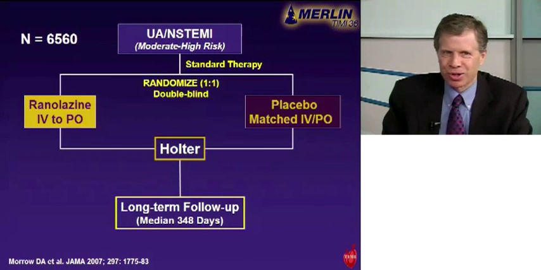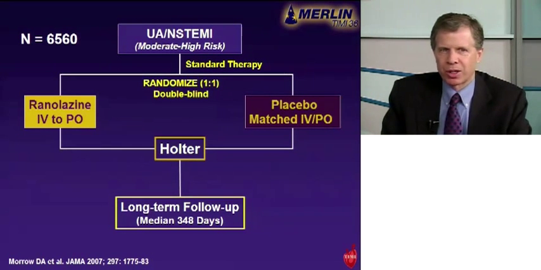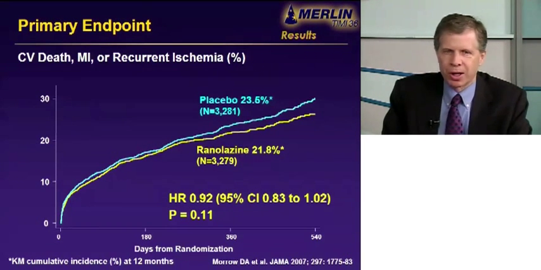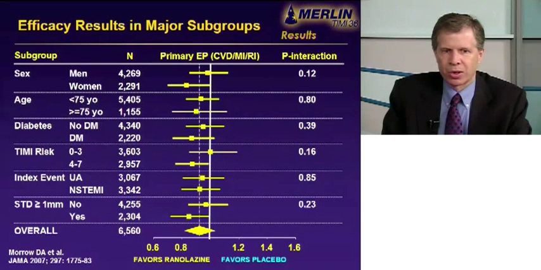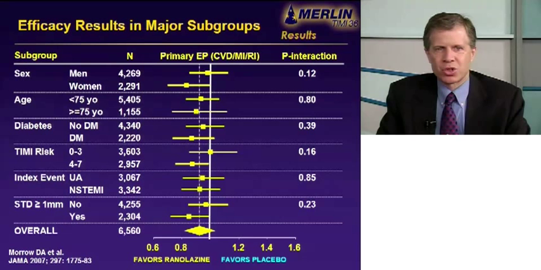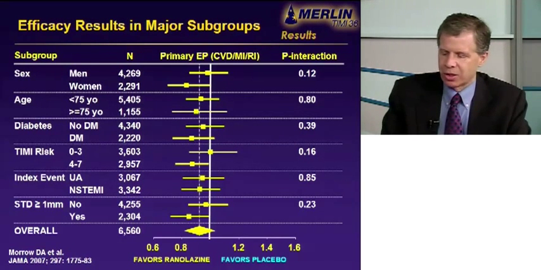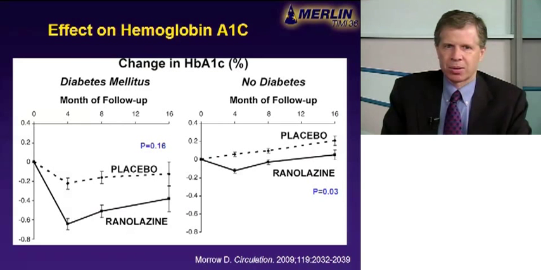Now, another interesting compound with regard to this is ranolazine. So in the MERLIN trial, 6,500 patients with moderate to high-risk acute coronary syndrome were randomized to ranolazine or placebo. Overall, there was no significant effect, with a slightly lower risk of the outcome in patients treated with ranolazine. And as one commonly sees, generally the higher risk patients, either the elderly or diabetics or high TIMI risk score, or patients with ST depression, had a tendency for a greater relative risk reduction, although none of these was a statistically significant interaction.